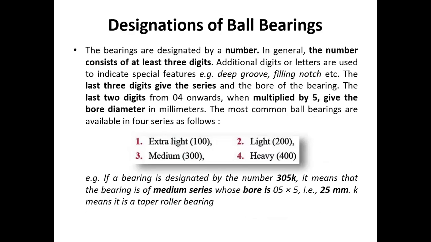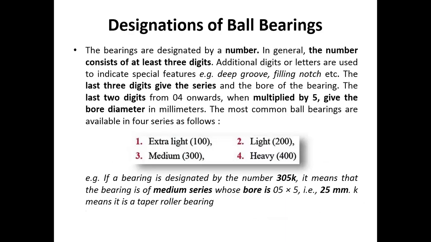Designation of ball bearing. There are four types of ball bearings. The extra light ball bearing is designated by the 100 series. The light ball bearing is designated by the 200 series. The medium load is 300 and the heavy load is 400.